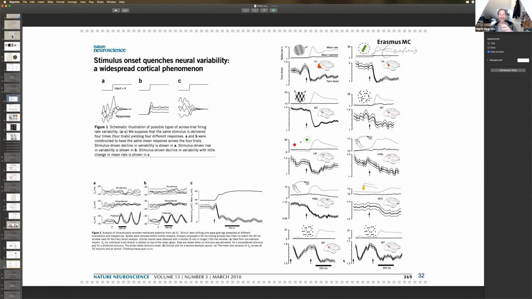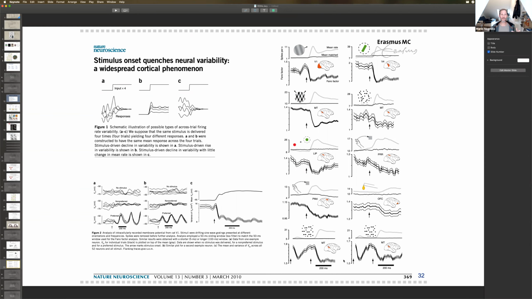So it is a pervasive phenomenon. The point of this paper is that this reduction of variability is very pervasive. This paper came in 2010, while the paper that I presented to you earlier is from 1995 or so. So 15 years later, people figured out that's how it was, even though there are two big unexpected findings here.